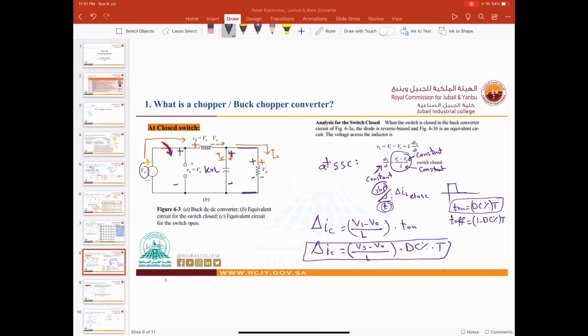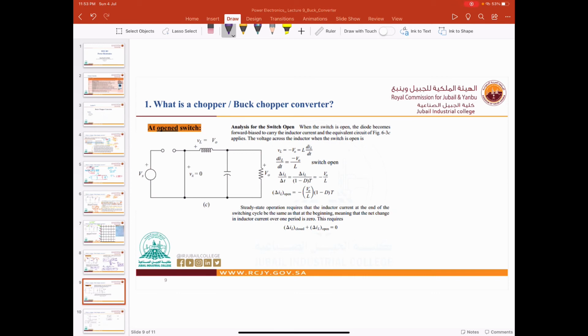So we analyzed the circuit and we found that for the closing time, this is our formula. Now at steady state we should know that delta I close plus delta I open is equal to 0. This condition is correct. So when the charging of the inductor is equal to the discharge of the inductor, they will add together and it will be equal to 0, right?